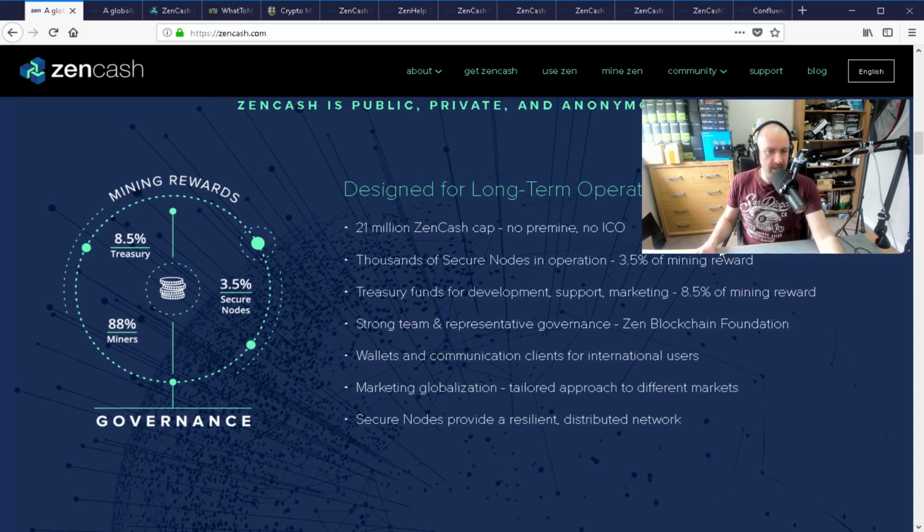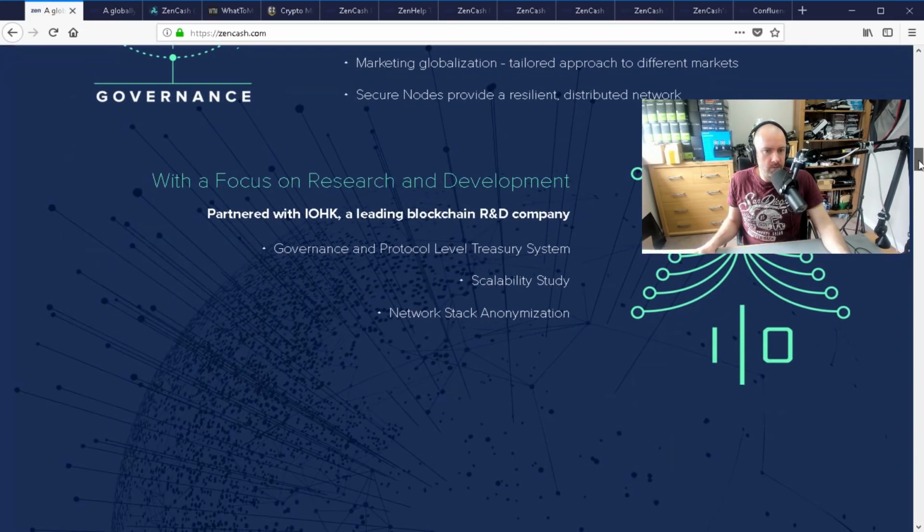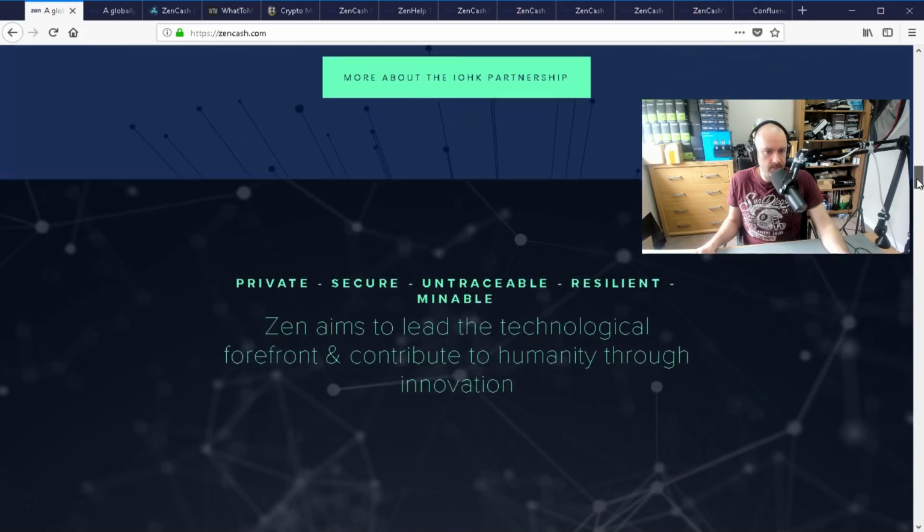And I'll touch upon that later. Strong team and representative governance. Zen Blockchain Foundation. Wallets and communication clients for international users. Marketing globalization. Secure nodes provide a resilient distributed network. So they do have proof of stake, and not only does it reward people that have got a set number of ZenCash coins, but it also makes the network more secure. So they've partnered with IOHK, a leading blockchain research and development company.